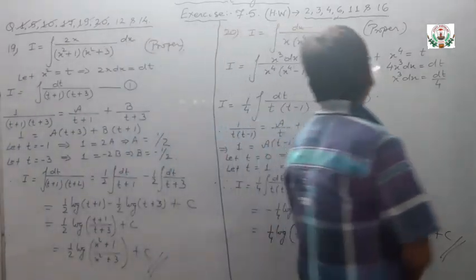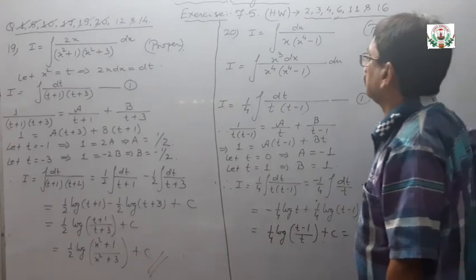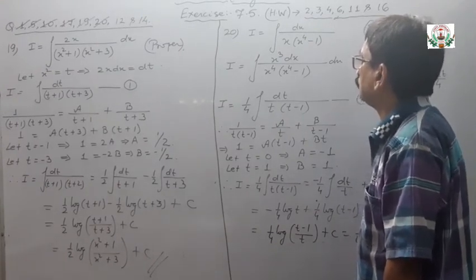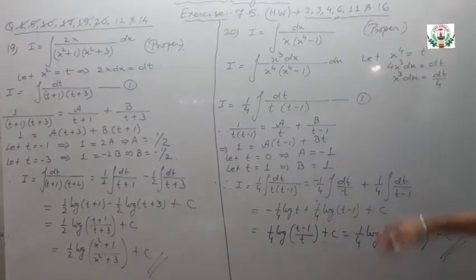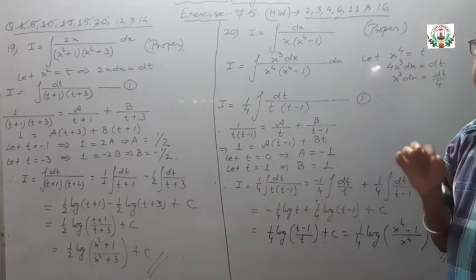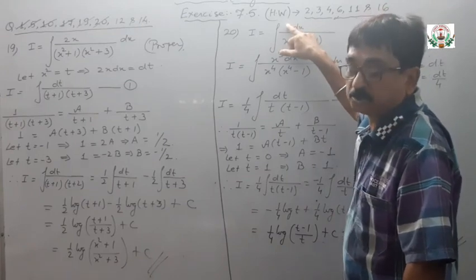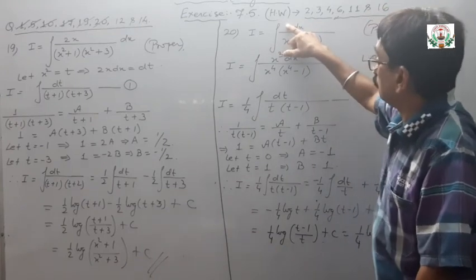Now question number 20. I equals integration dx upon x into (x to the power 4 minus 1). If you are going to take x to the power 4 equals t, we will get 4x cube dx. But in the numerator of this question there is no x cube. So what will we do?